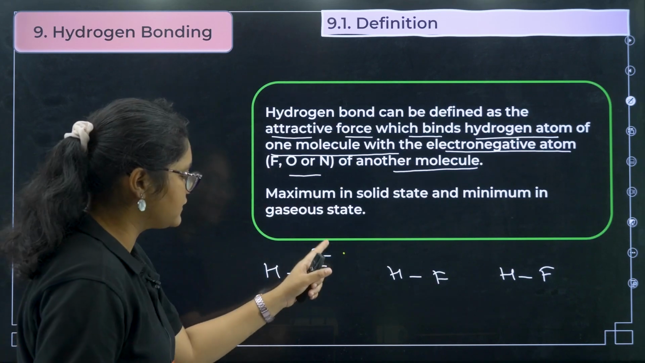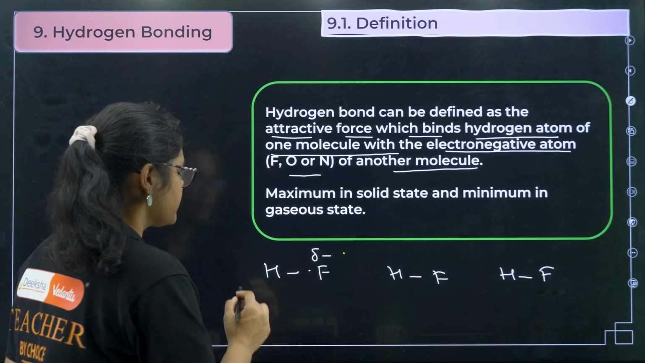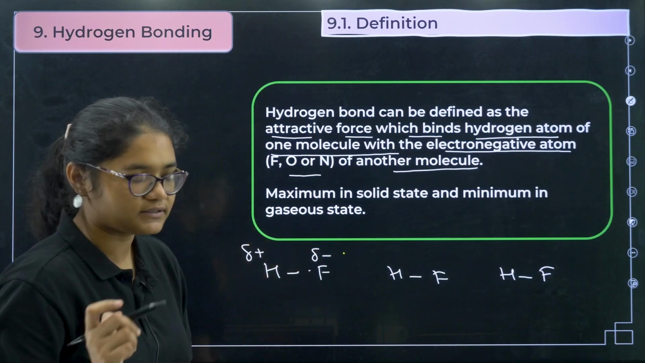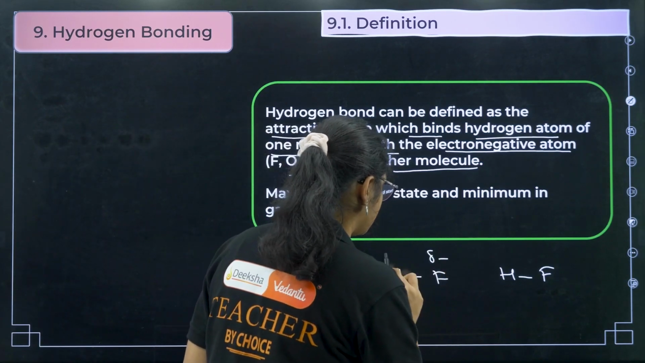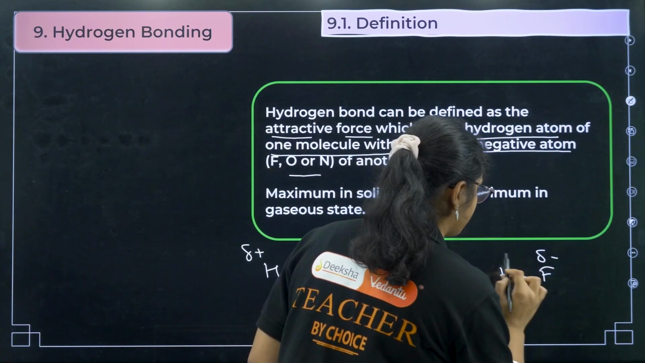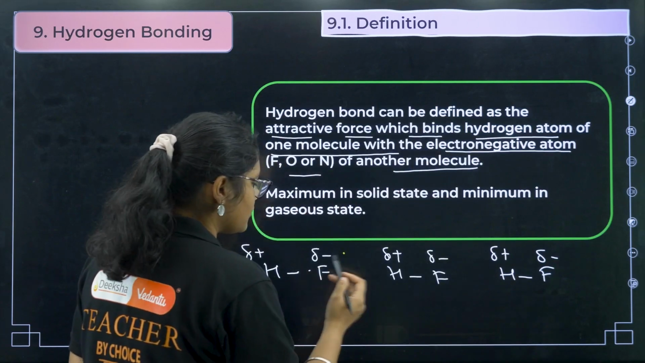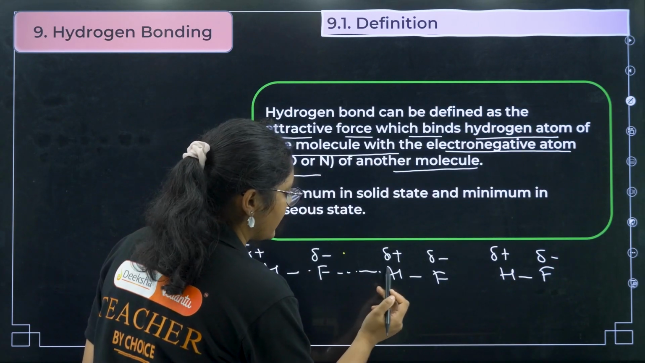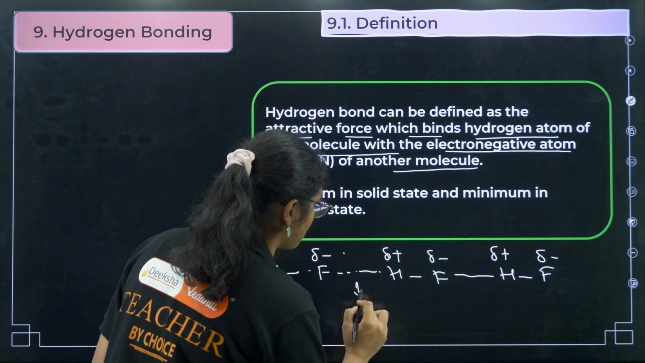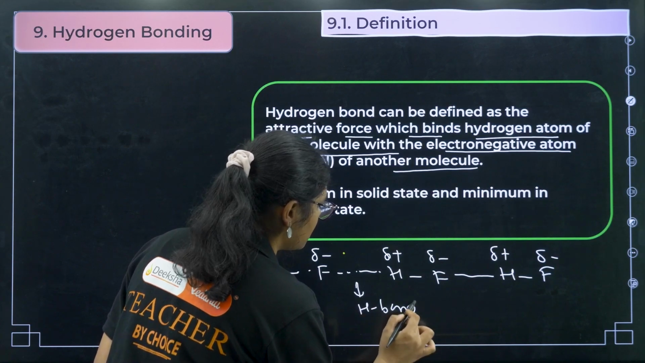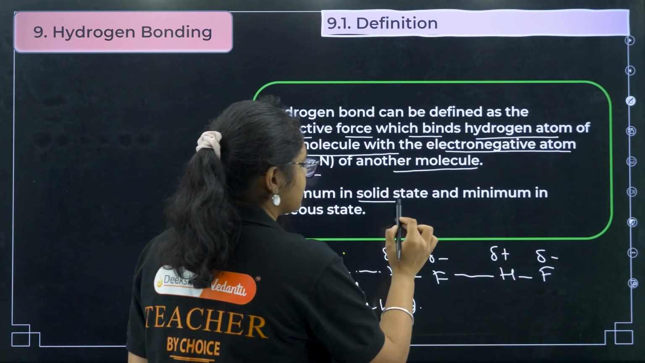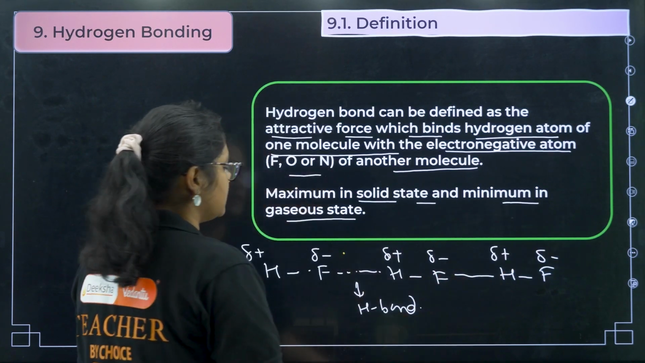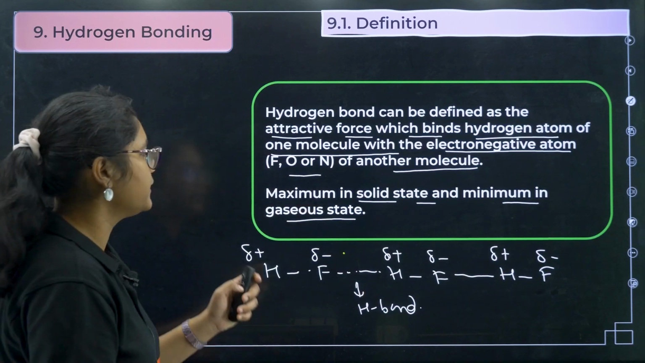So that is why I can say that here there is a delta negative charge. Then automatically here will be a delta positive charge. Similarly here it is delta negative, here delta positive, here delta negative, here delta positive. Now because of this charge difference, a small attractive force is generated here which is called as hydrogen bonding, okay. Now hydrogen bonding is maximum in the solid state and minimum in the gaseous state, okay.